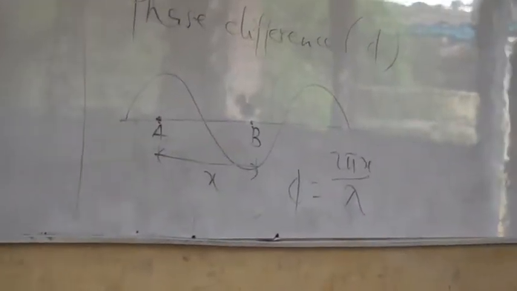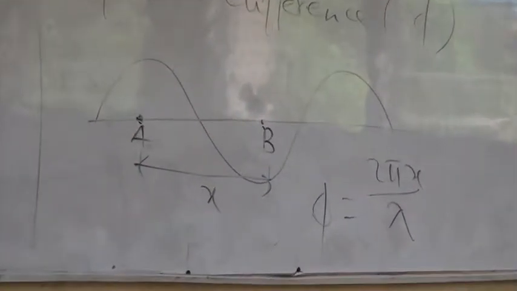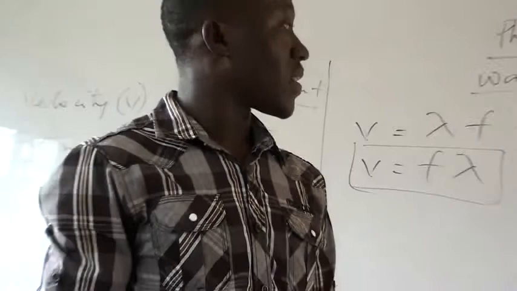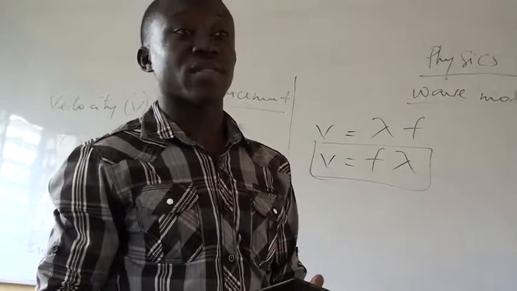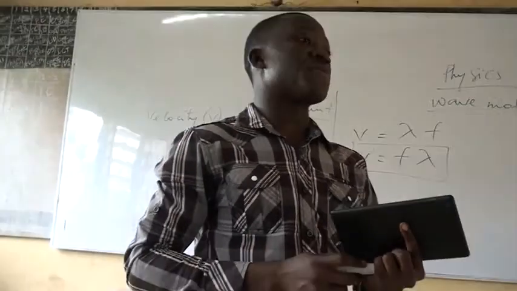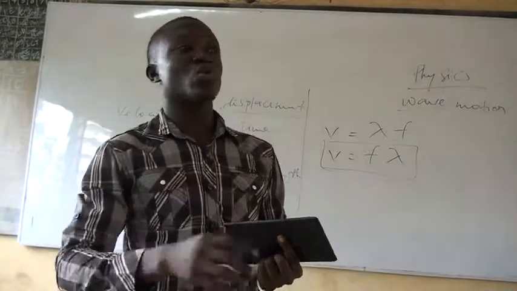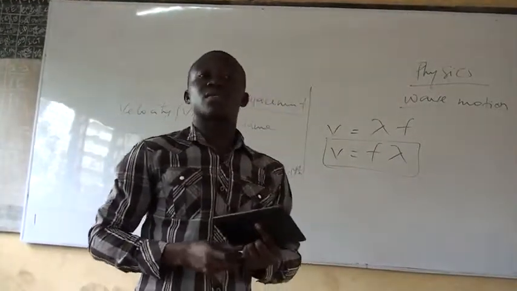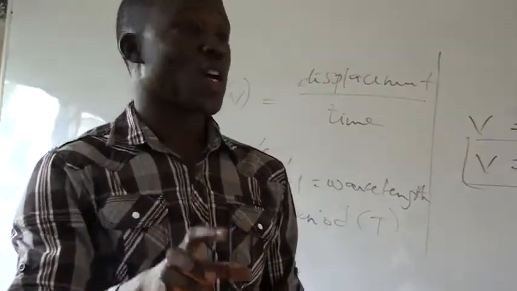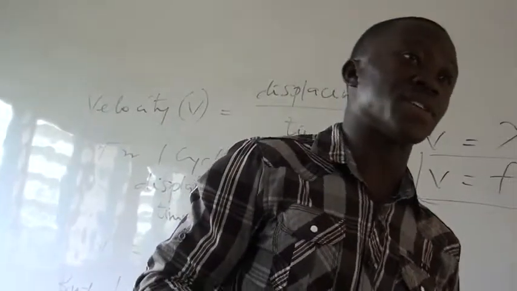So for a distance x, phase difference is 2 pi x divided by lambda, where lambda is your wavelength. So you can easily find the phase difference between two vibrations, provided you know the distance between them. You can use the expression to find the phase difference.